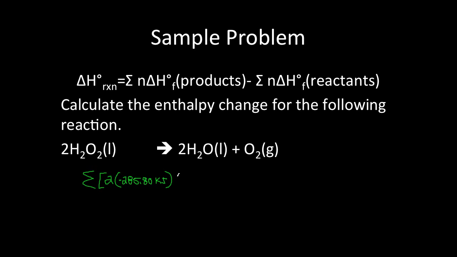And then I'm going to add it, because this is a sum. Actually, no, I have to add the enthalpy of formation of oxygen. Now, oxygen is an element, so its enthalpy of formation will be 0. Then I'm going to subtract the sum of the enthalpy of formation of the reactants. In this case, I have 2 moles of H2O2, and the enthalpy of formation of H2O2 is negative 187.8 kilojoules.